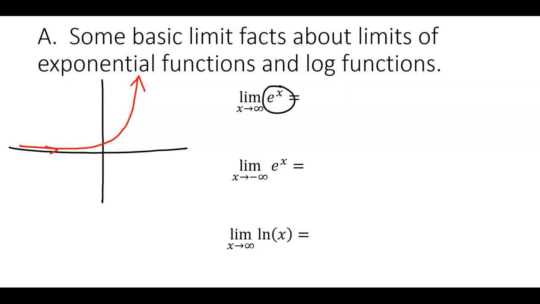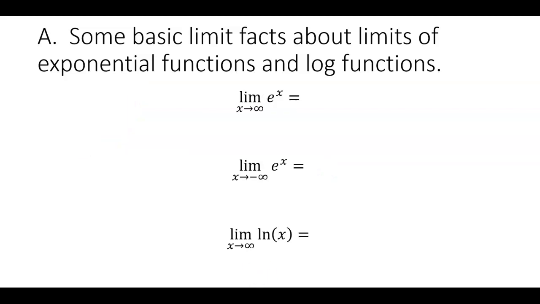All right. Now, what if I'm approaching negative infinity, though? That means I'm going backwards on this thing. So as I go in a backwards direction, as you guys can see, it's becoming very flat. It's approaching a y value of 0. So if you're approaching negative infinity with e to the x, then it's 0.